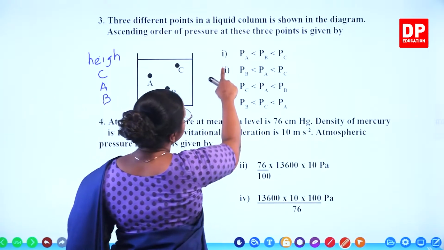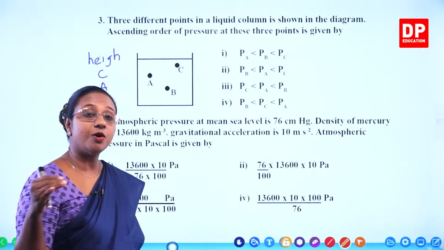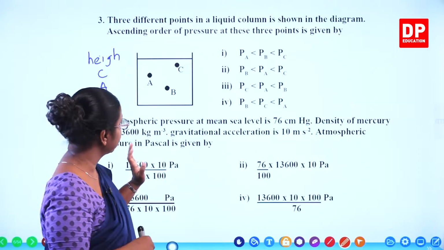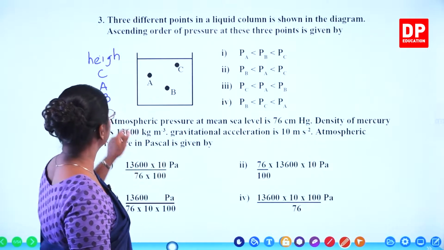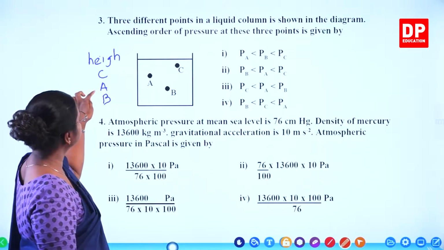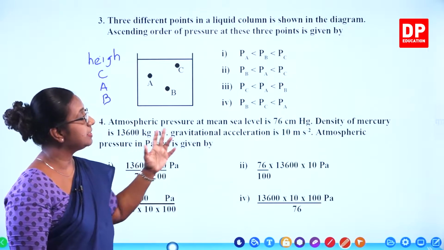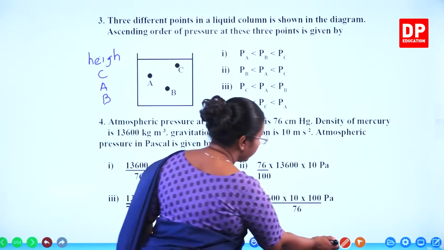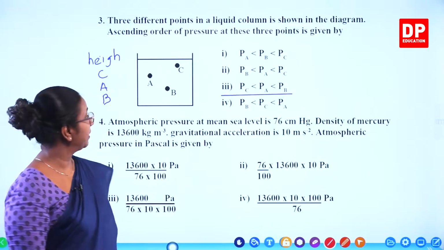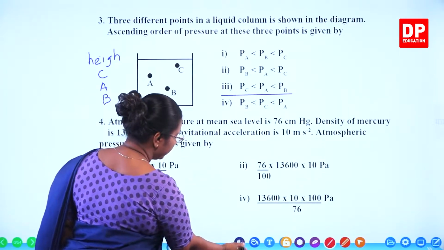So here we can see the first answer, PA, PB, PC. That is wrong. It's in alphabetical order but not the proper increase in pressure. Second one, PB, PA, PC, is also not correct. Third one, PC, PA, PB, that is the correct relationship. Fourth one, PB, PC, PA, is also not correct. So the third one is the correct ascending order of pressure, PC, PA, PB. Then we have the next one.